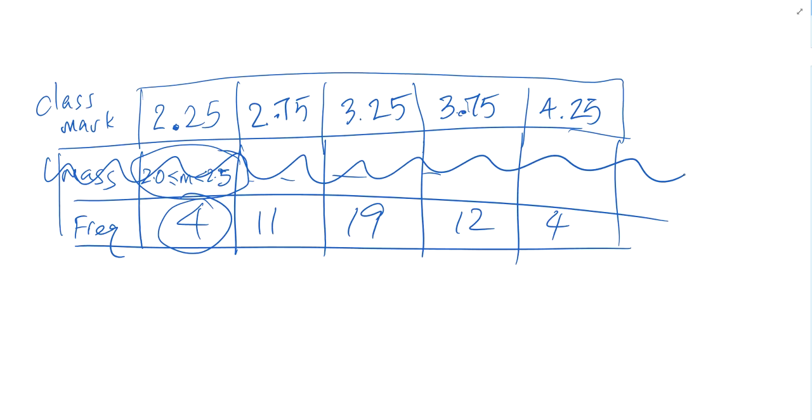4. So 4 equal. Next, 11 equal. 19 equals. 12 equals. 4 equals. Right now, your calculator should be on the 6th row, but the 6th row is empty. Do you all have that? Check your partner's calculator. Do you all have that? Because if you don't, then it's going to be wrong.